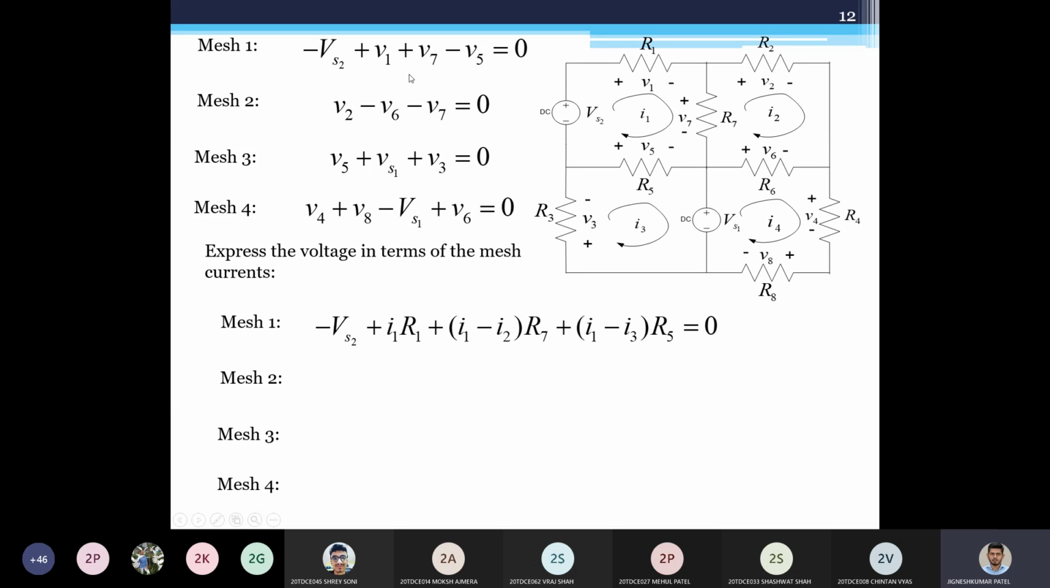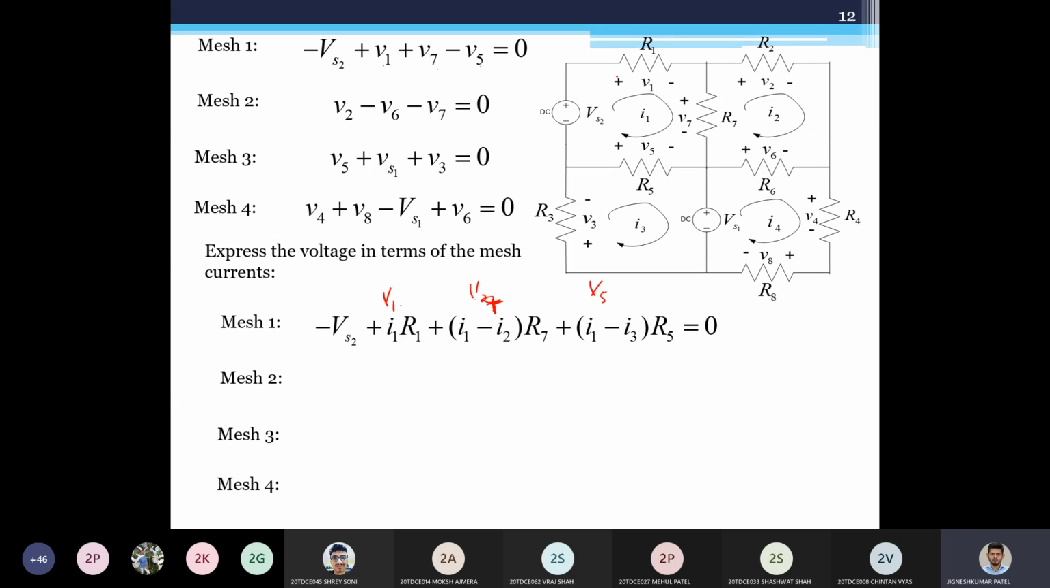So minus Vs2. I have taken this V1, this is my value of V7 and this is my value of V5. Sorry, this is not V2, this is V7. Okay, V1, V7 and V5. Earlier we have seen this.